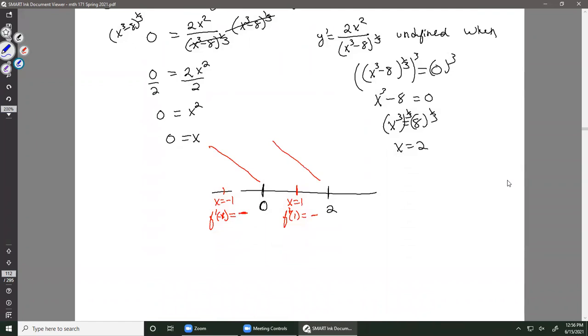And then we need to test a number bigger than 2. So I'm going to test 3. So f prime at 3. And we get a positive number. So my graph is increasing here. So from 0 to 2, it decreased, and then 2 to infinity, it increases. So it creates a minimum.